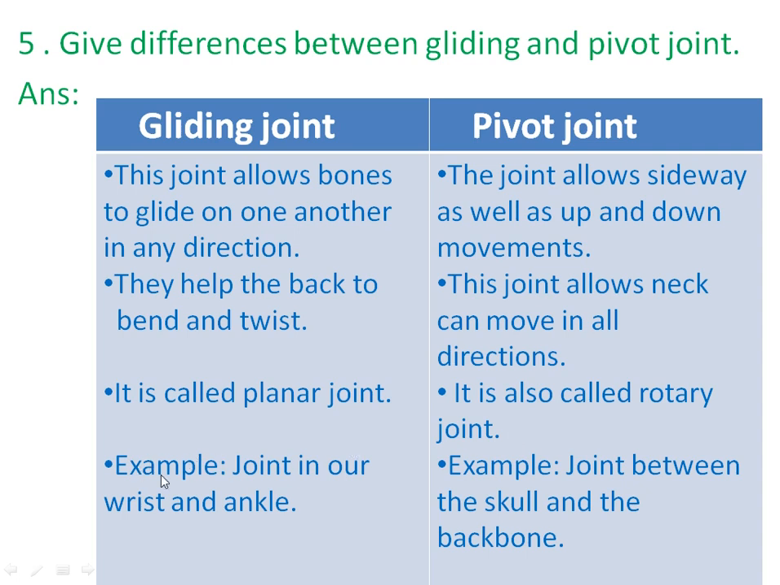What are the examples for the gliding joint? Joints in our wrist and ankle. What are the examples for the pivot joint? Joint between the skull and the backbone. We already discussed it in short form of questions. This is the total difference between the gliding and pivot joint.